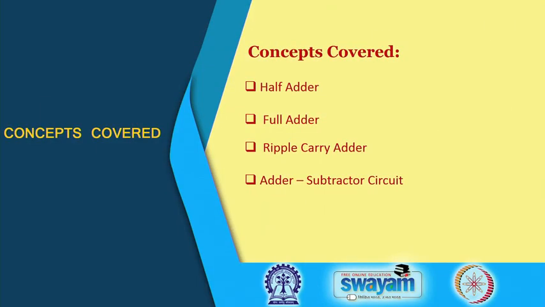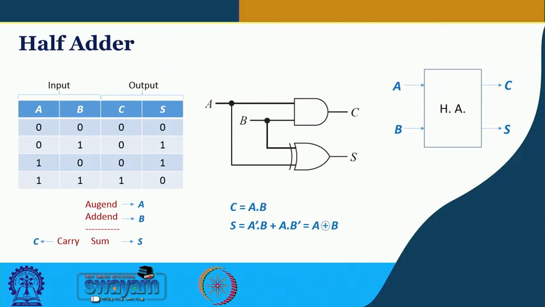So, we shall discuss half adder, full adder, ripple carry adder and adder-subtractor unit in this particular class. So, first we discuss half adder. Why is it called half? It is because it does not consider any carry from the previous stage.